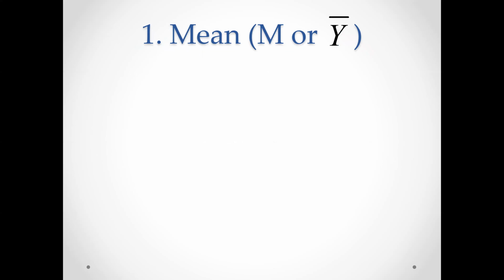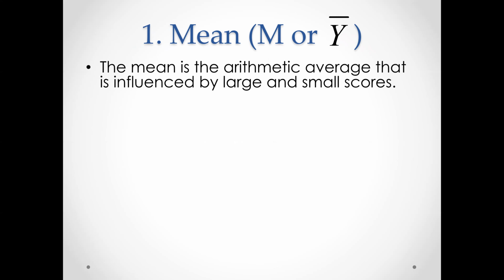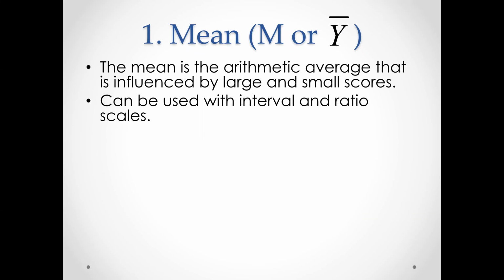The mean is also indicated by a large M, but in this class we're going to use Y bar. The mean is the arithmetic average that is influenced by both large and small scores within your data set. You can only use interval and ratio measurement scales when doing a mean, because if you use the ordinal or nominal measurement scales, the numbers won't actually mean anything. So the mean won't tell you anything.